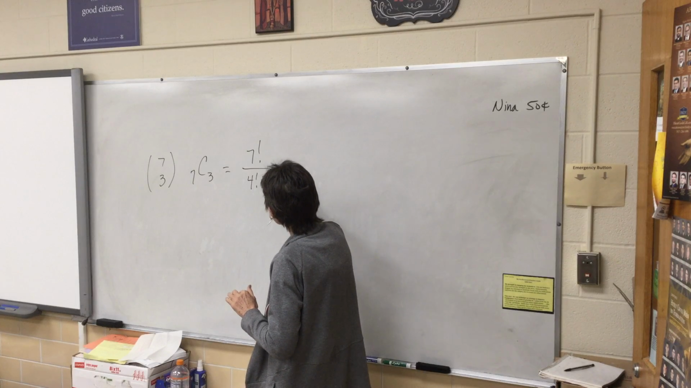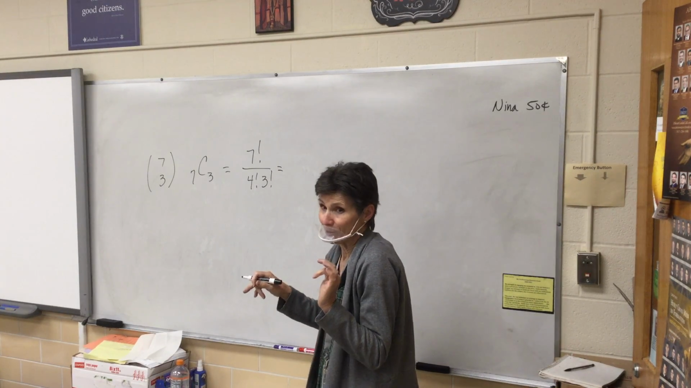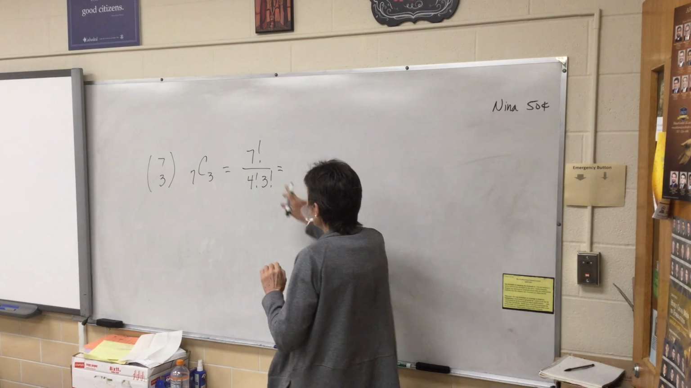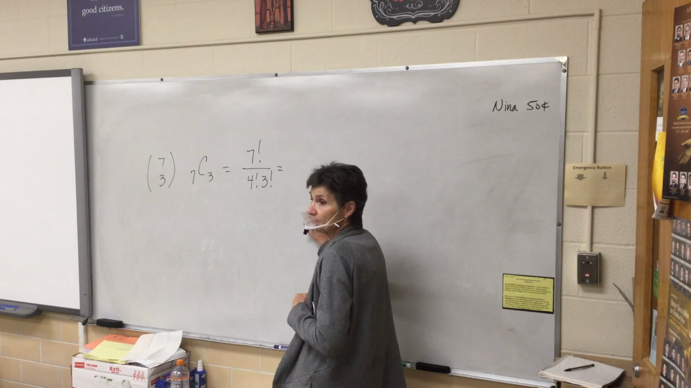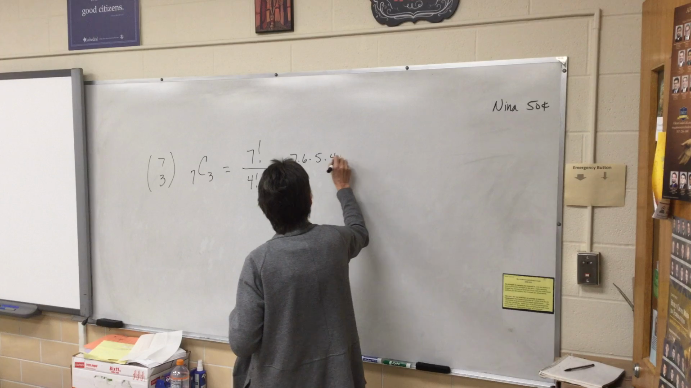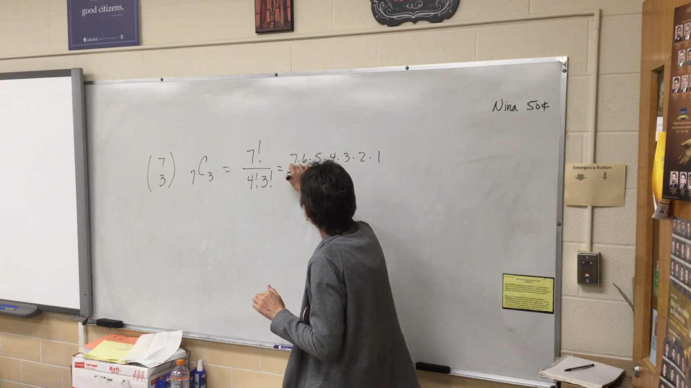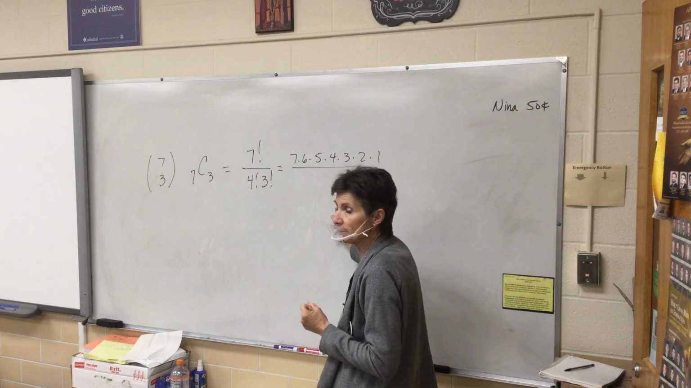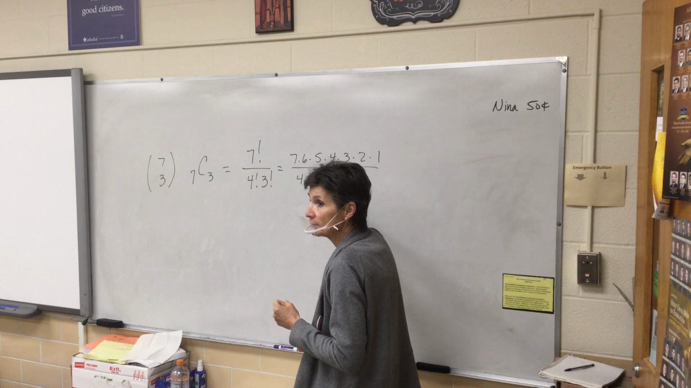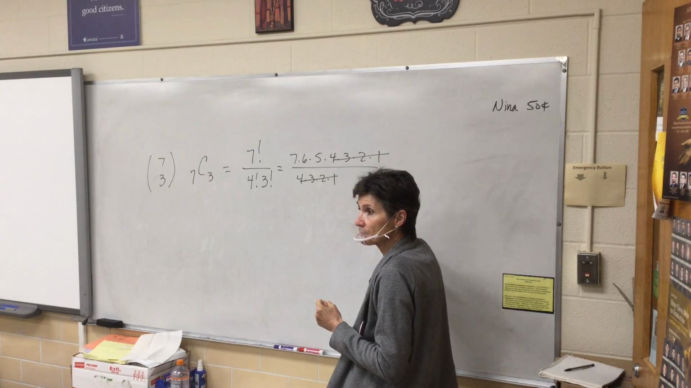Now, to evaluate this by hand, remember, we're not typing that button on our calculator. We're doing this by hand. It's easy. What does 7 factorial mean? 7 times 6 times 5 times 4 times 3 times 2 times 1, right? That's what it means. What does 4 factorial mean? 4 times 3 times 2 times 1? Well, wait a minute. Isn't that just going to cancel with all that?